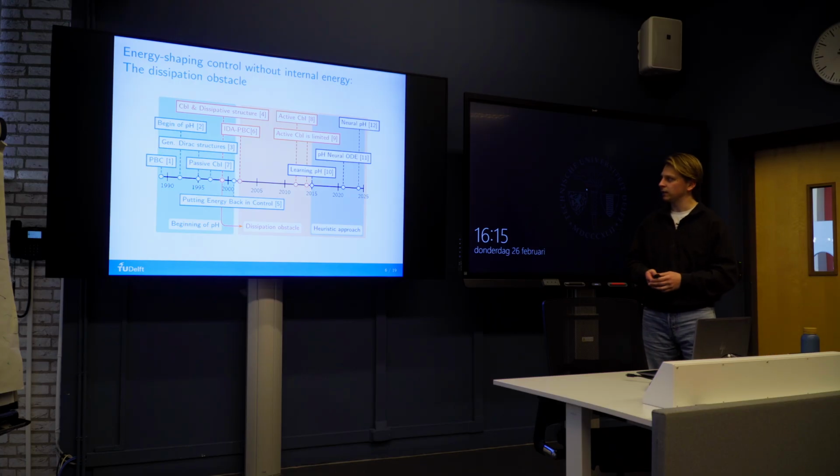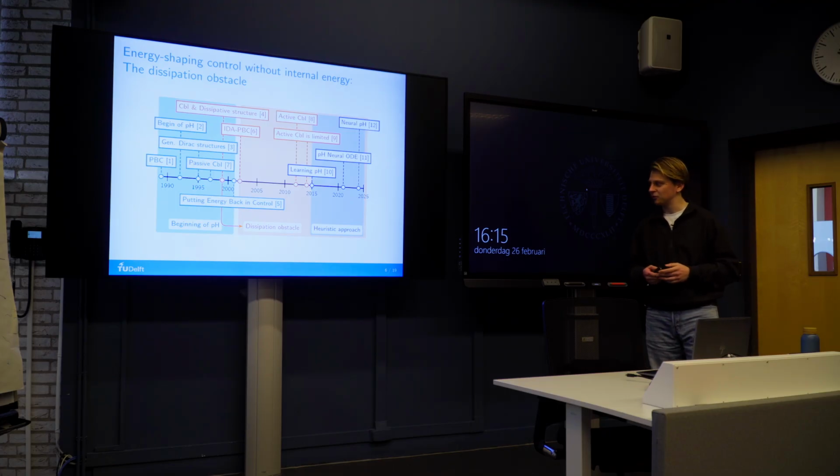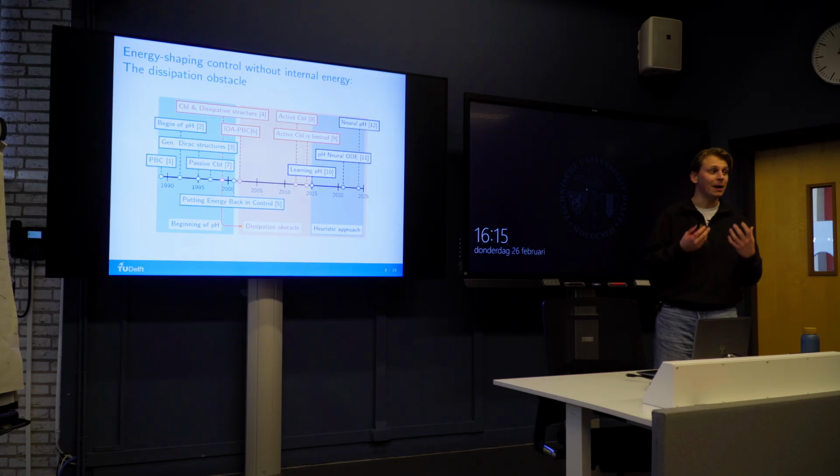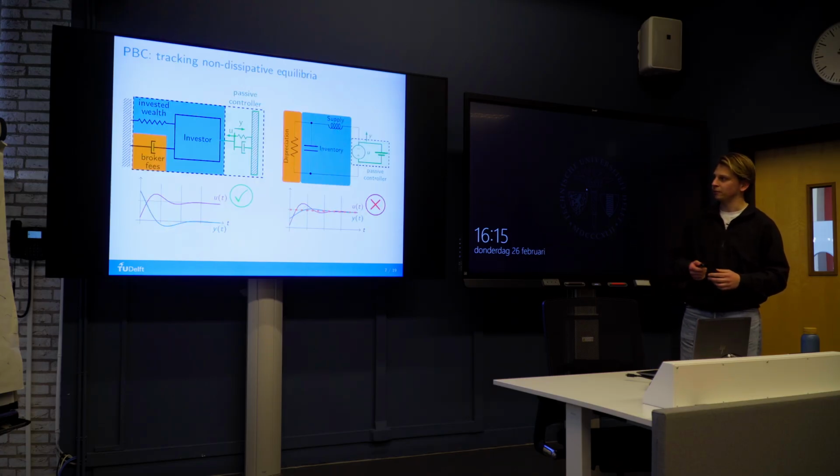Now, for the past 10 years, there has been a lot of research into applying heuristic methods, so neural network-based methods, to, on the one hand, learn these systems, but also to try to overcome this dissipation obstacle. But in my opinion, this is trying to solve a really fundamental problem with heuristic approaches. So we need something better.